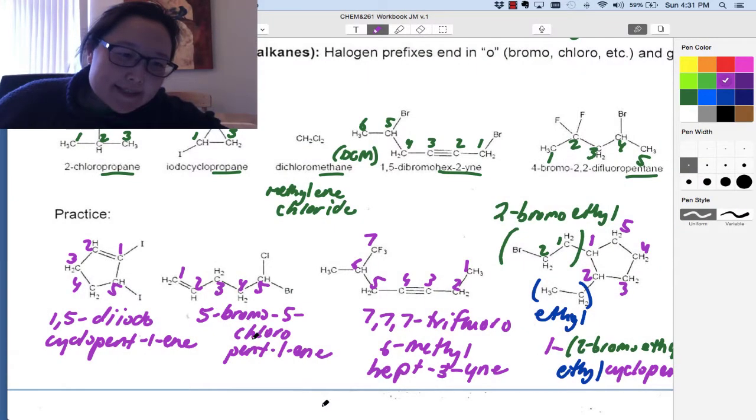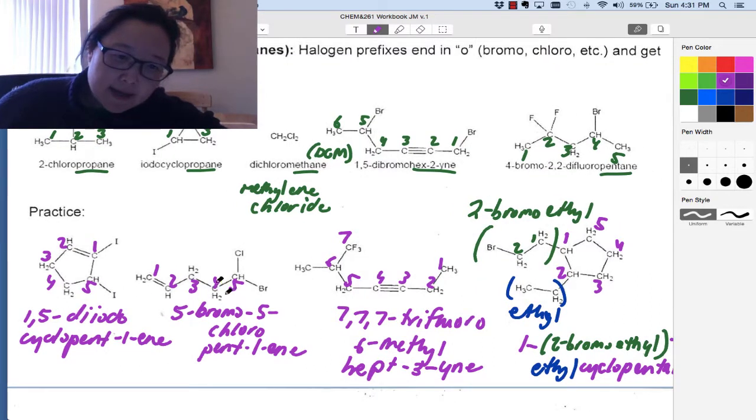Okay, we're back. So let's take a look at this one. I numbered it 1, 2 because of the branch right here. So 1, 2, 3, 4, 5. So 1,5-diiodo with the 2 I's next to each other, cyclopent-1-ene, or cyclopentene. Here, 1, 2, 3, 4, 5. 5-bromo, 5-chloro, just alphabetically B before C. Pent-1-ene, or pentene.